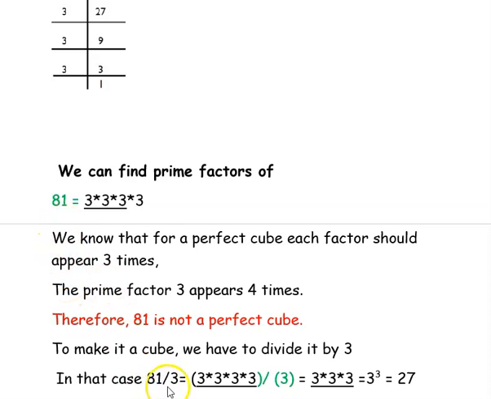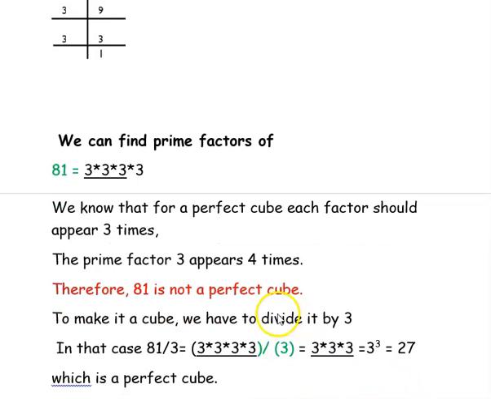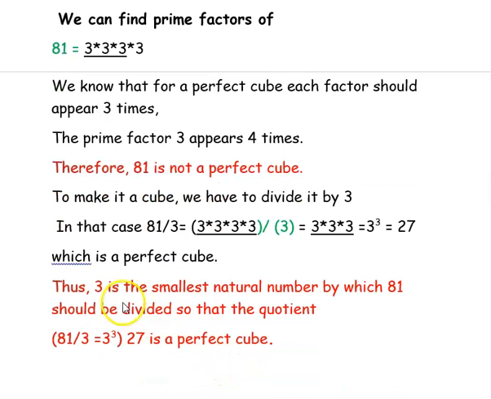Now I am dividing 81 by 3. I will get 3 into 3 into 3, that is 3 cube, which is nothing but 27. So it's a perfect cube. Thus 3 is the smallest natural number by which 81 should be divided, so that the quotient, 3 cube, which is 27, is a perfect cube.